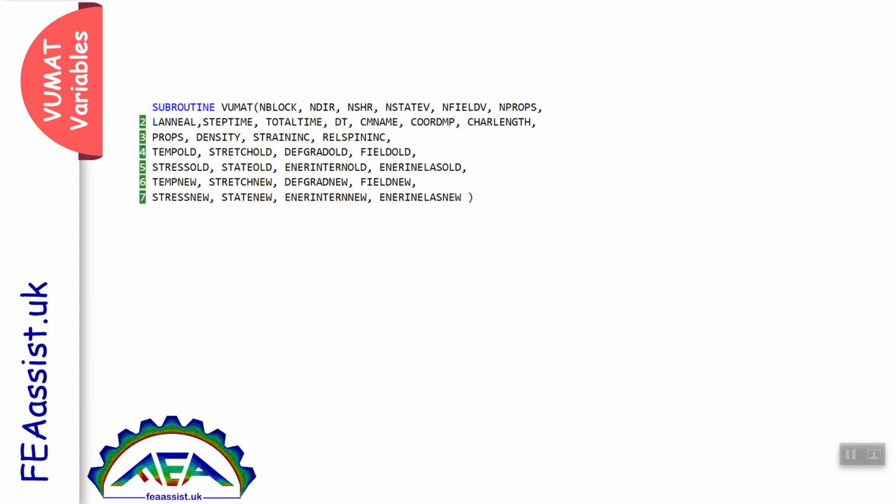The important thing about learning the VUMAT subroutine is the VUMAT inputs and outputs. VUMAT has some variables. Some of them are inputs from Abaqus. In VUMAT, we process the inputs and export the processed inputs as outputs.